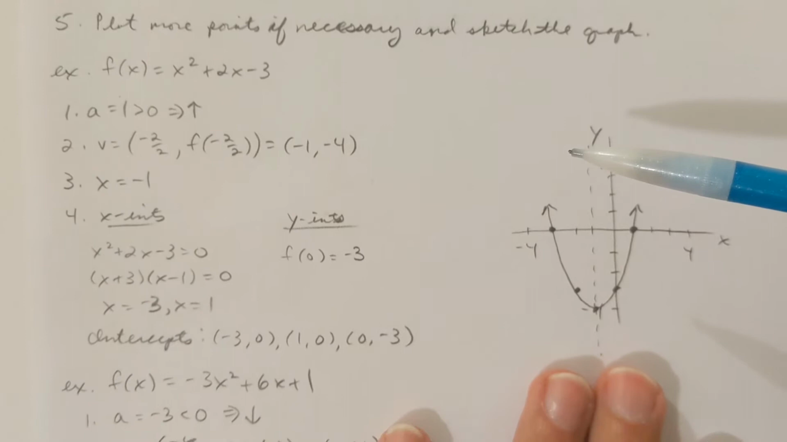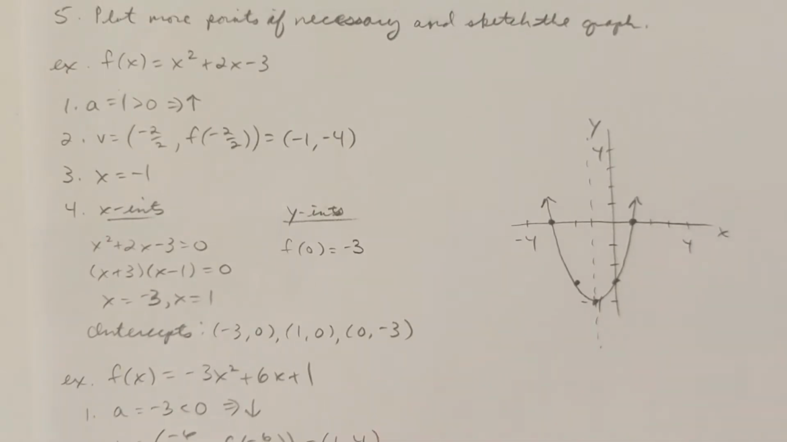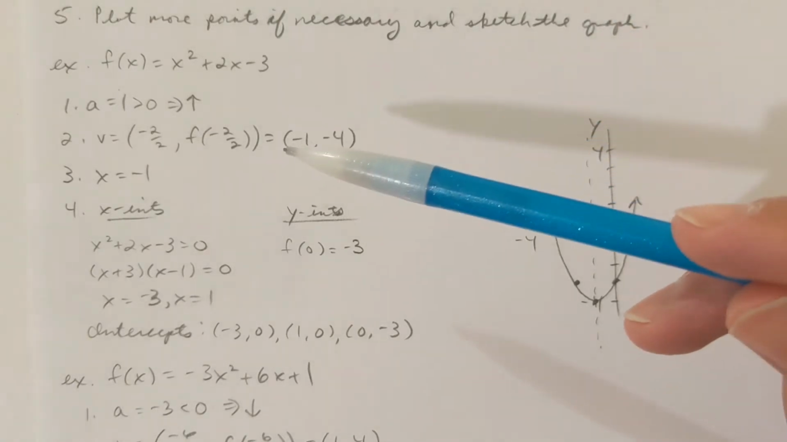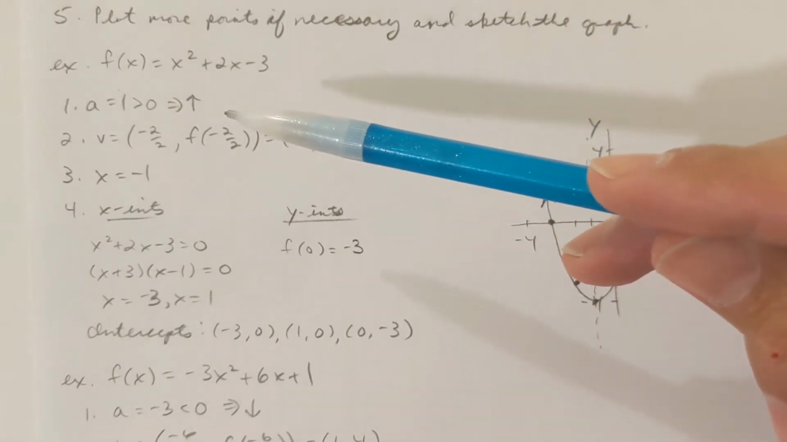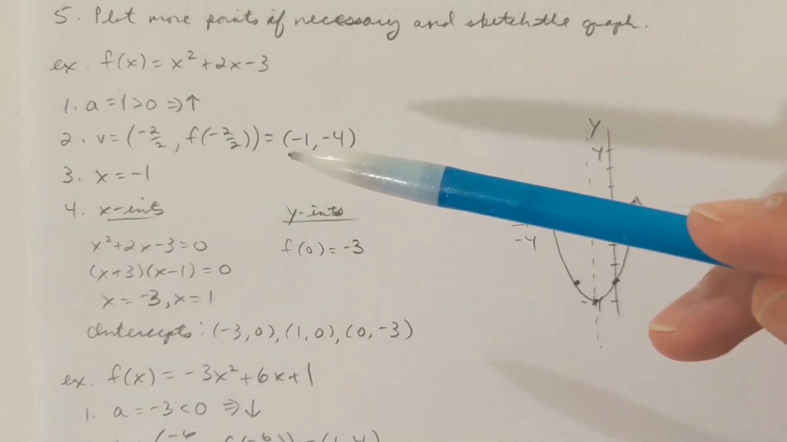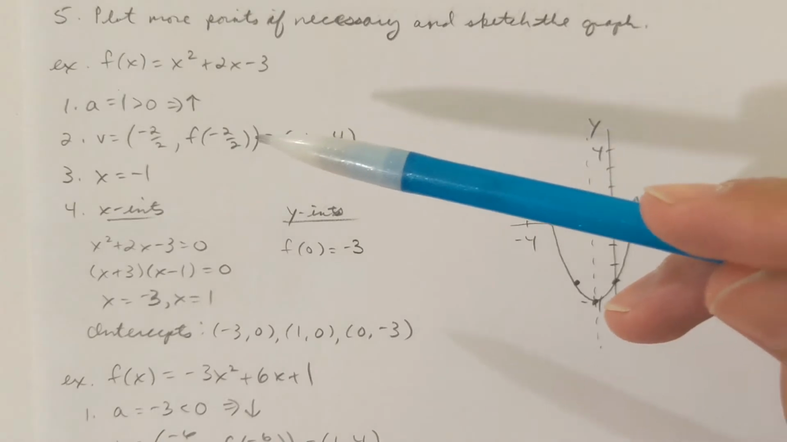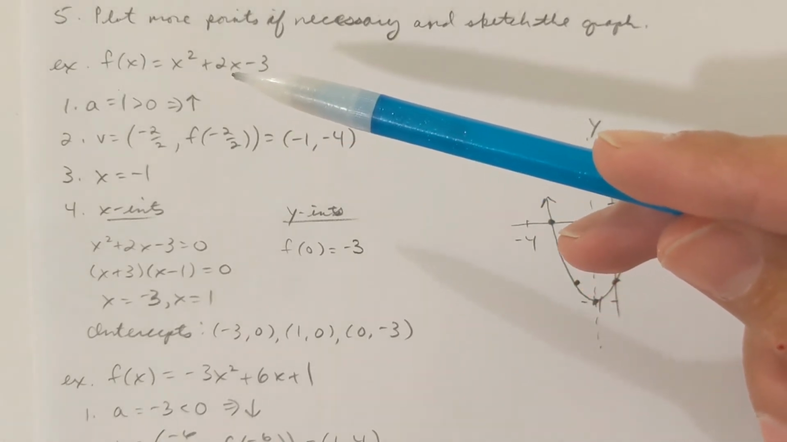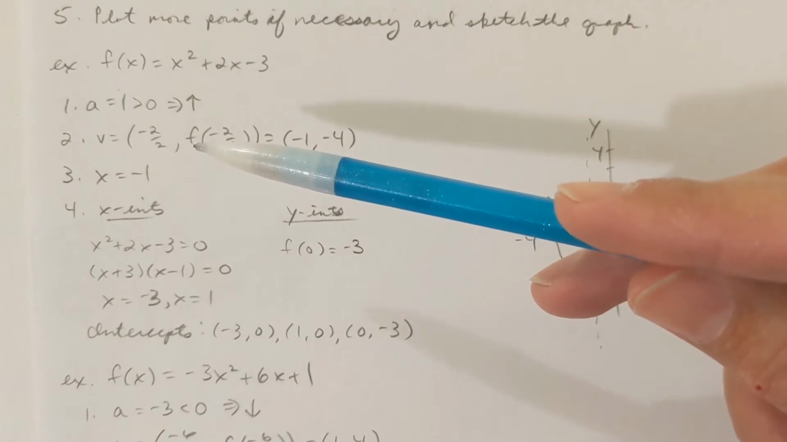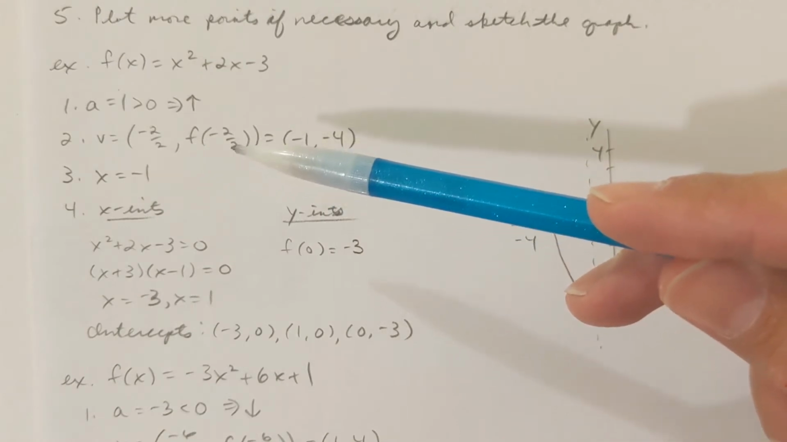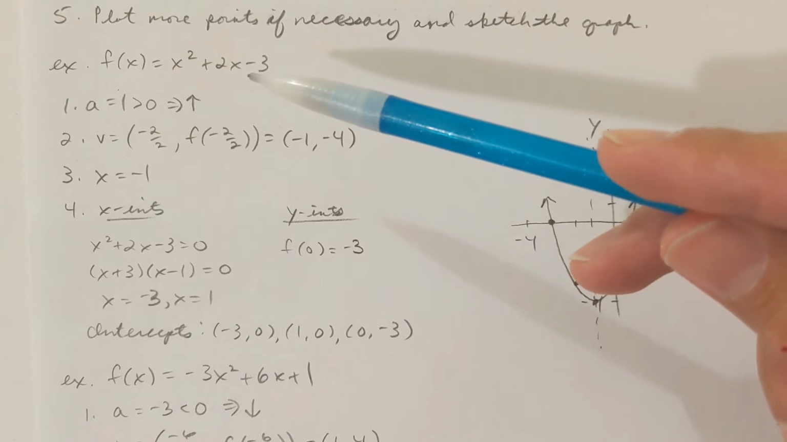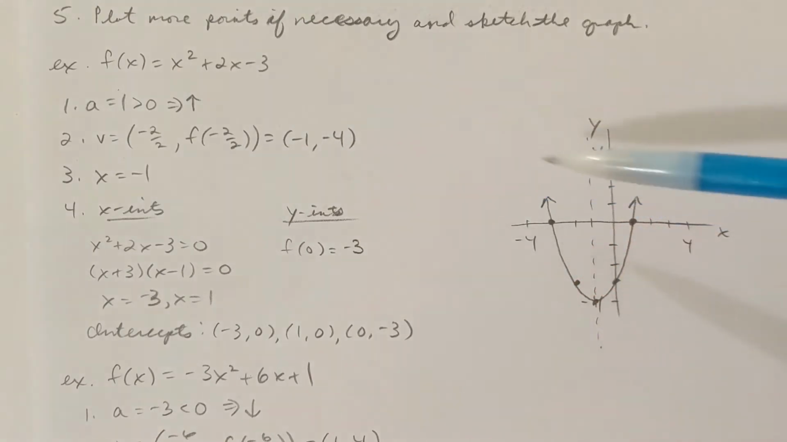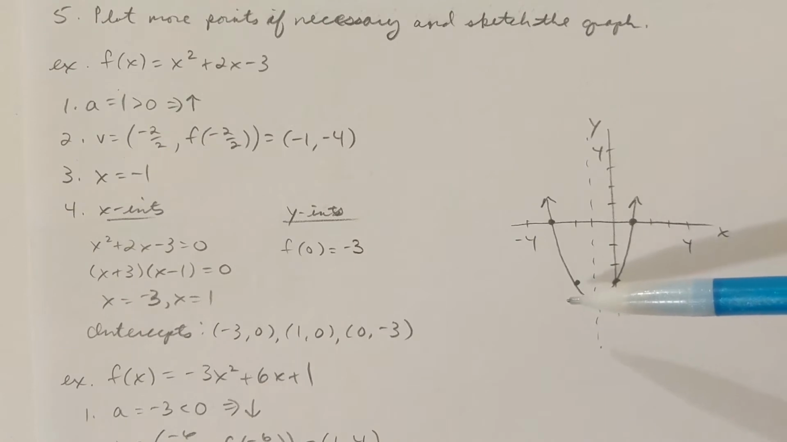In the first example, suppose that f of x is equal to x squared plus 2x minus 3. Okay, so step 1 is to identify A. A is 1, which is greater than 0, so the parabola opens up. And step 2, we're going to calculate V, negative b over 2a. Negative 2 divided by 2 times 1 is negative 1. F of negative 1, 1 minus 2 minus 3 gives me negative 4. Negative 1, negative 4 is on the graph.